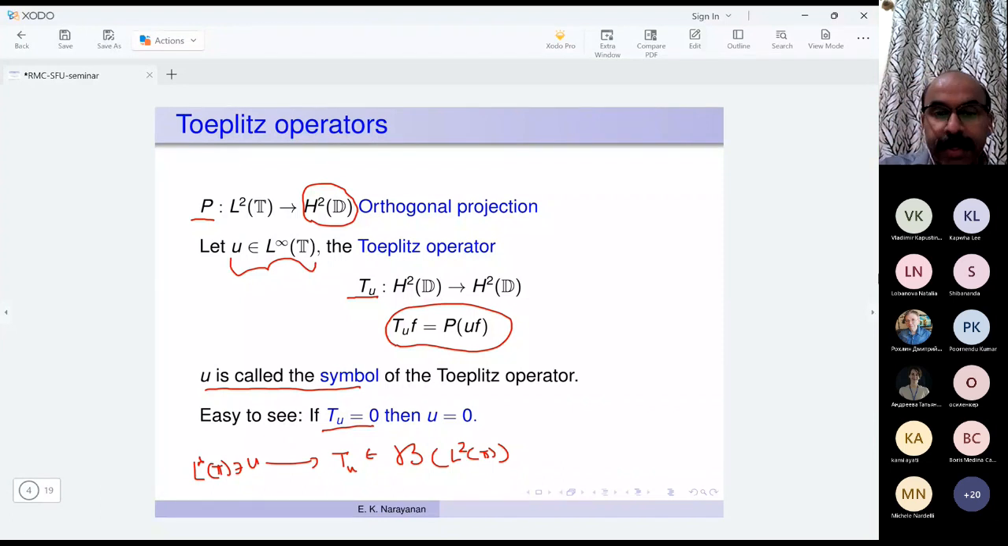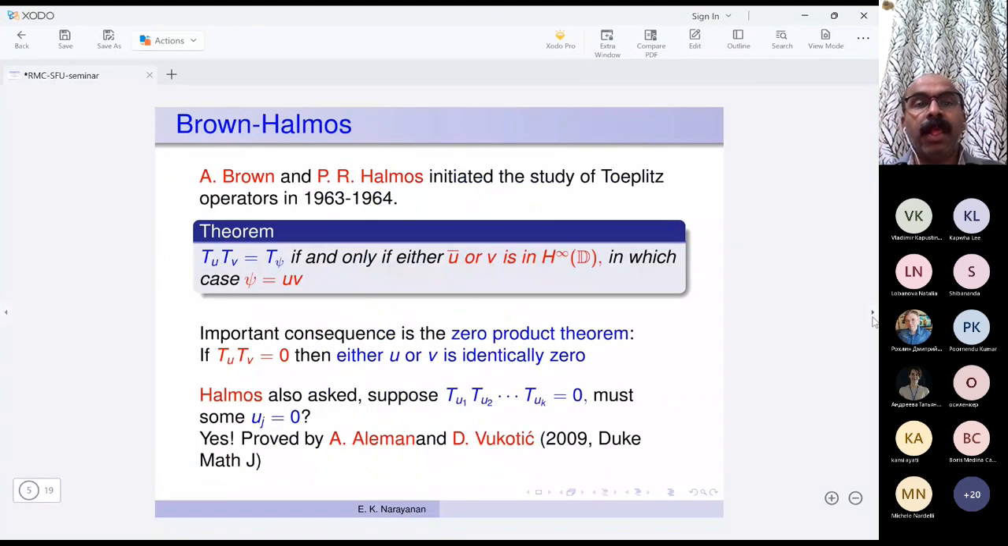Okay, so let's go ahead. The study of Toeplitz operators was initiated by Brown and Halmos in the 60s in detail. I'll concentrate only on one result of theirs because that's what we are going to talk about today. There are several results in that paper, which essentially laid the foundation for the study of Toeplitz operators. It is now a big industry, in the sense that quite a lot of people are looking at it in different directions, including methods from harmonic analysis and so on.